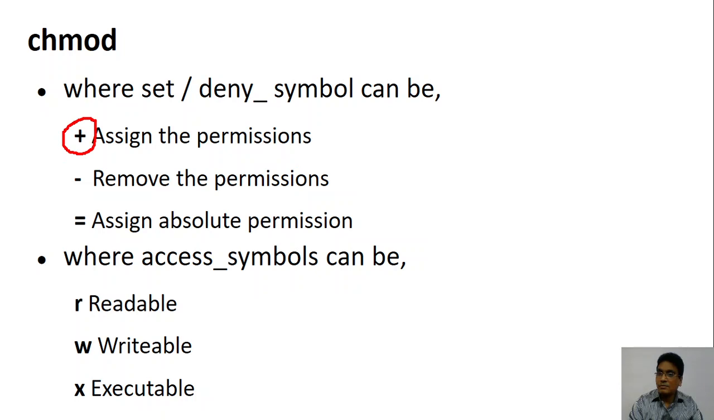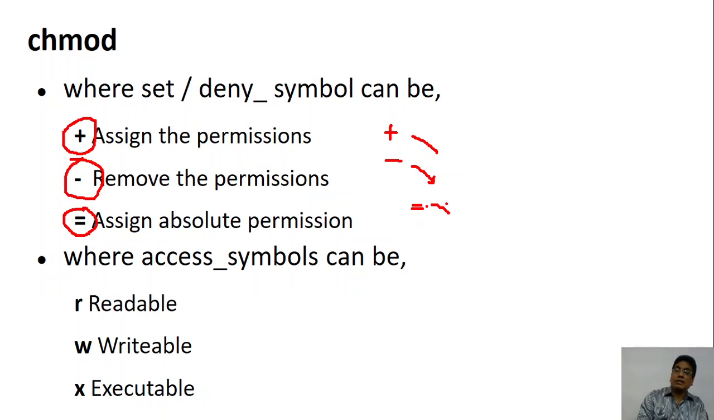Plus means you can add the permission, minus means you are removing the permission, and equal means the absolute permission. So if you say plus, that permission is added, minus means that permission is removed, and equal means only this permission is set, all the others are removed. So only that permission will be there, all the other permissions will be automatically removed. Then we have the next one, again we are all familiar: R for read, W for write, X for execute.